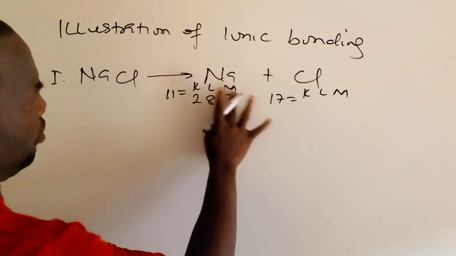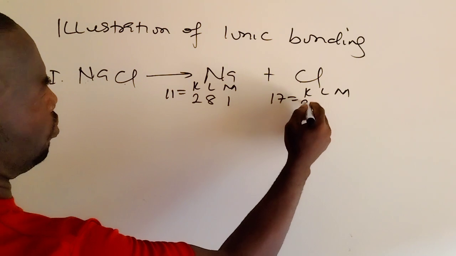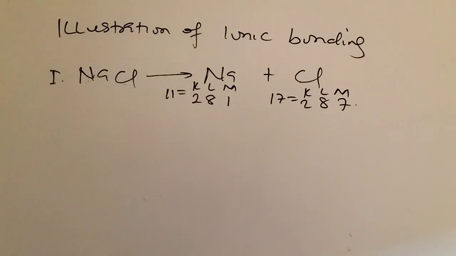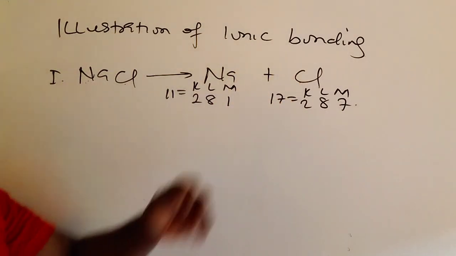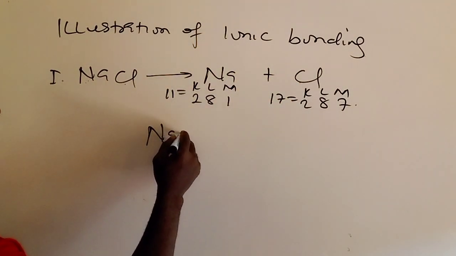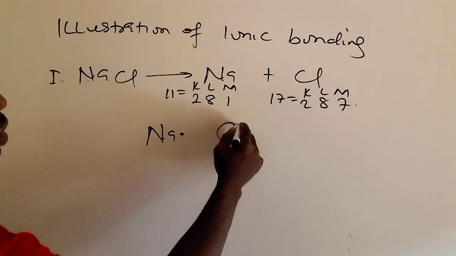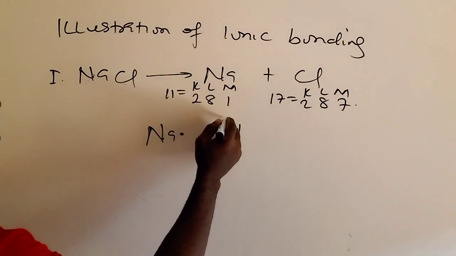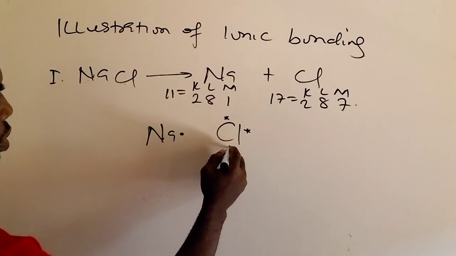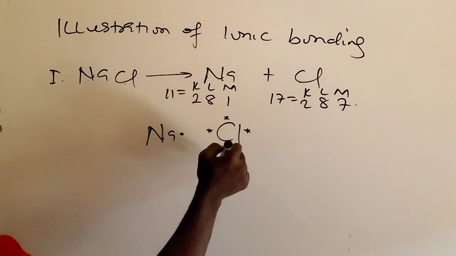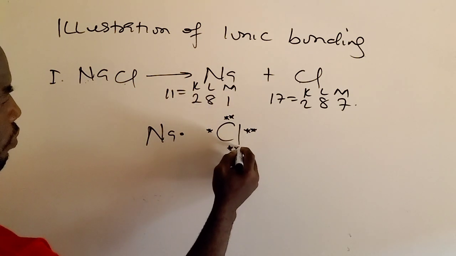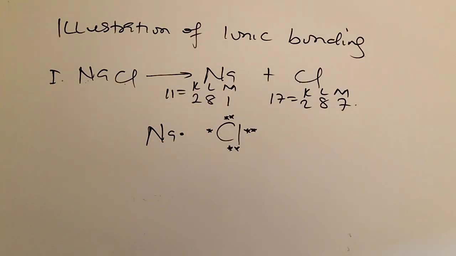K, L, M. So this is 2, 8, 1 for sodium, and 2, 8, 7 for chlorine. Having done that, I'll now draw the Lewis structure for each of the atoms. Sodium, our focus is the atom's outer electron, which is 1. Chlorine, 7. I can use the same dot or I can use an asterisk so that I can mark a difference. So 7, I've drawn 4, remaining 3. I will now pair these, giving us 7. So you see that's the Lewis structure.